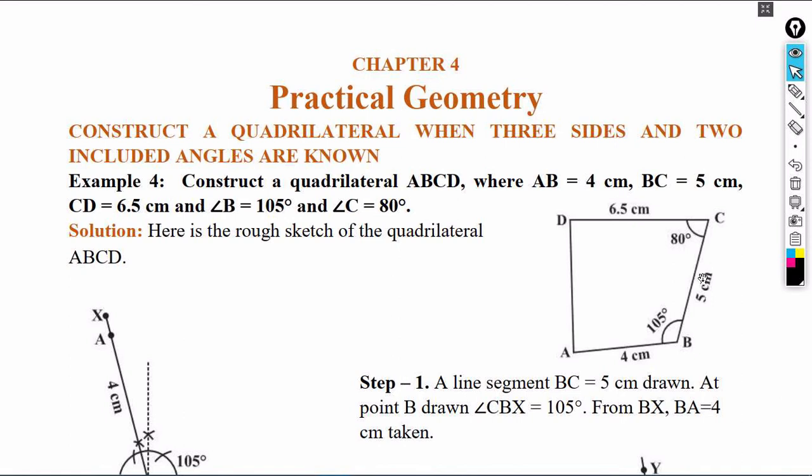Then example 4, construct a quadrilateral ABCD where AB equal to 4 centimeter, BC equal to 5 centimeter, CD equal to 6.5 centimeter, angle B equal to 105 degree given, and angle C equal to 80 degree.